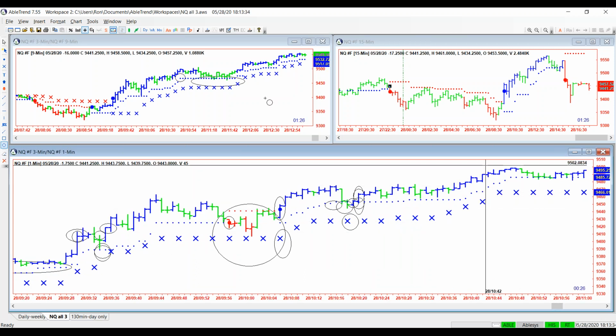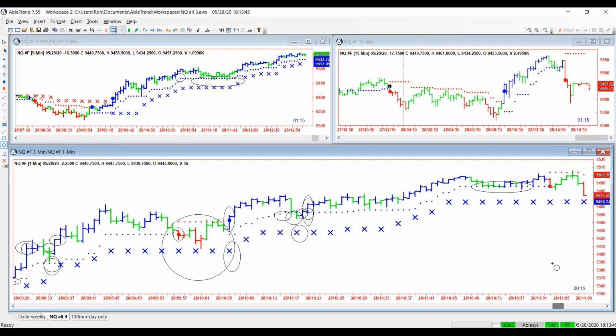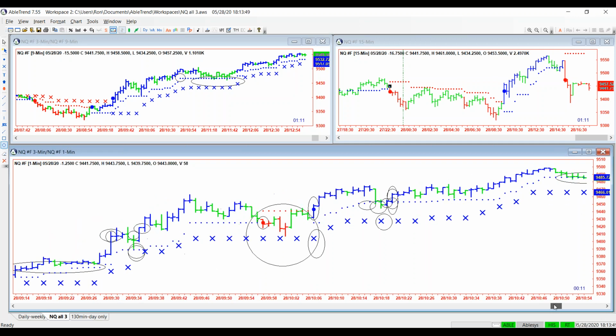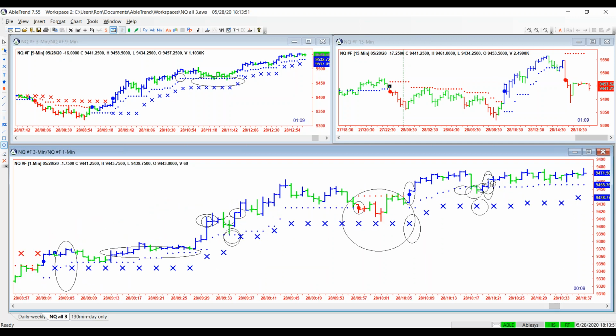We've got blue dots below. Stay in the trade. You're safe. Notice how many times it hit support and it couldn't break lower. 3 minute, 9 minute, 1 minute, everything is screaming at us to stay in it. And then we're out over there. But we're out at 90, and we got long at 65.